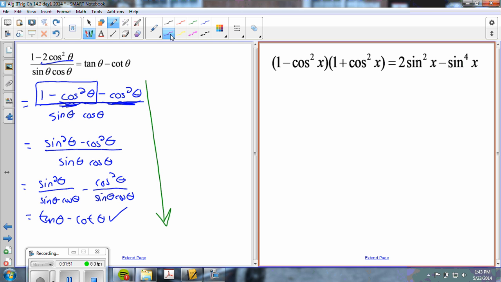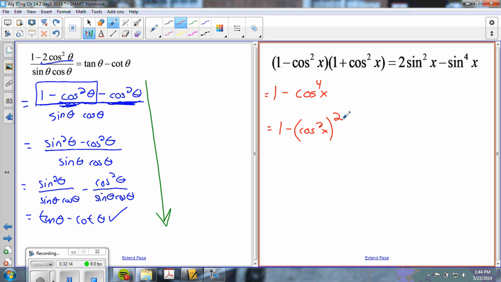But I'll let you keep working for a bit. So one thing that's been suggested is foiling. When I foil, I get 1 minus cosine to the 4th of x. I'm not going to actually foil that out, that's what you get. Well, that's the same as 1 minus cosine squared x squared. Okay, does that make sense?